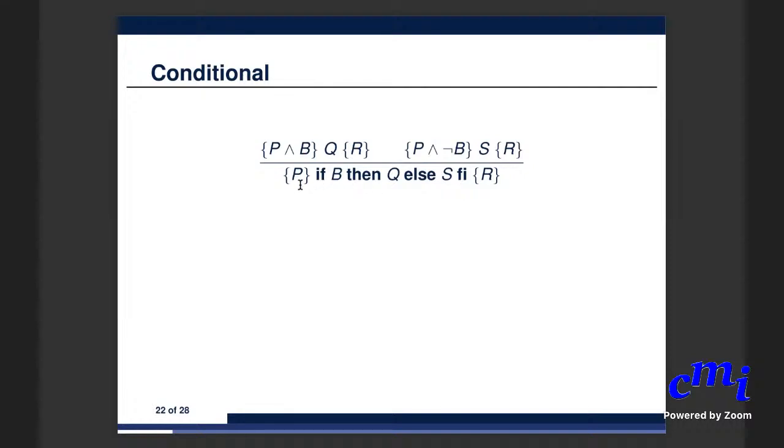That's because in any state that satisfies P, either B has to be true or not B has to be true. If B is true, then the post condition will be as per the execution of Q, and in the other case as per the execution of S.